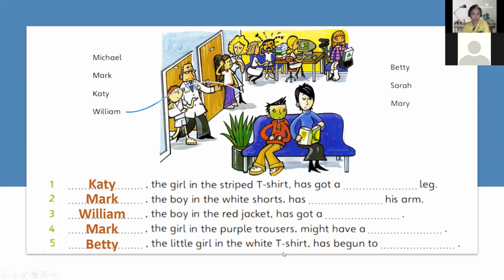The little girl in the white t-shirt has begun to... No, I don't understand. Can you read them all, baby? Katie, the girl in the striped t-shirt, has got a broken leg. Mark, the boy in the white shorts, has hurt his arm. William, the boy in the red jacket, has got a stomachache. It's not Mark, baby. Betty, right?